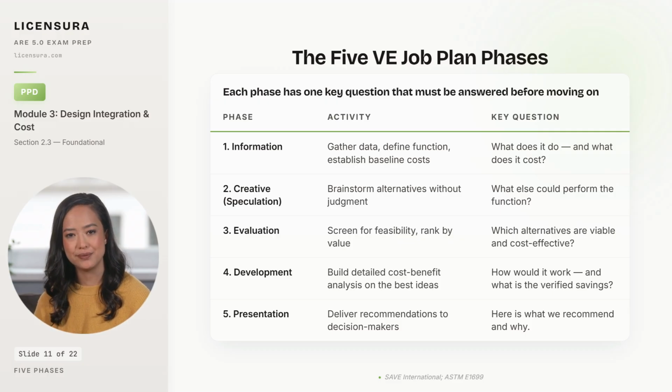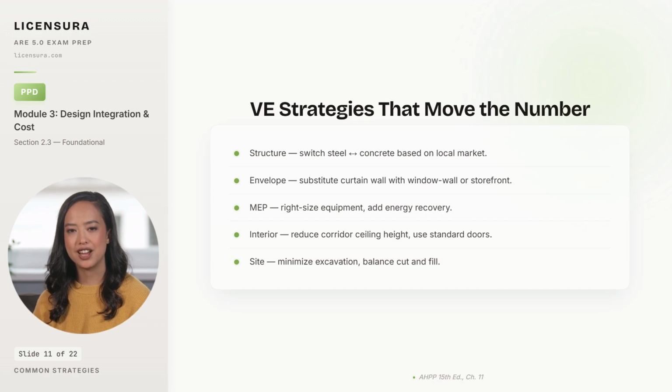The owner decides. Strategies that actually move the number tend to cluster around 5 building systems. 5 strategy clusters that actually move the cost number on real projects. Structure is the first, switching between steel and concrete based on local market conditions because labor and material costs vary by region, and one system is usually meaningfully cheaper in any given market. Envelope is the second, substituting a full curtain wall with a window wall or storefront system, which can cut envelope costs by 20 to 30% if the architectural intent allows.